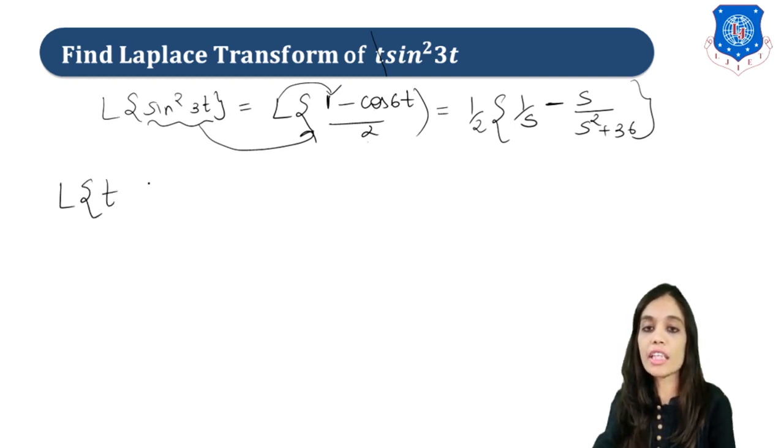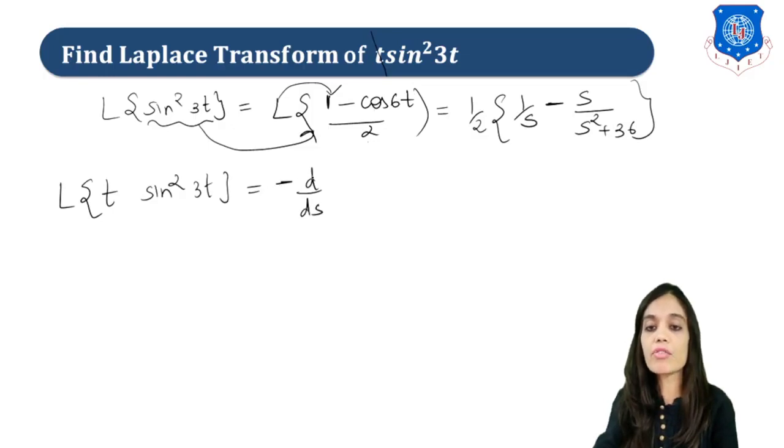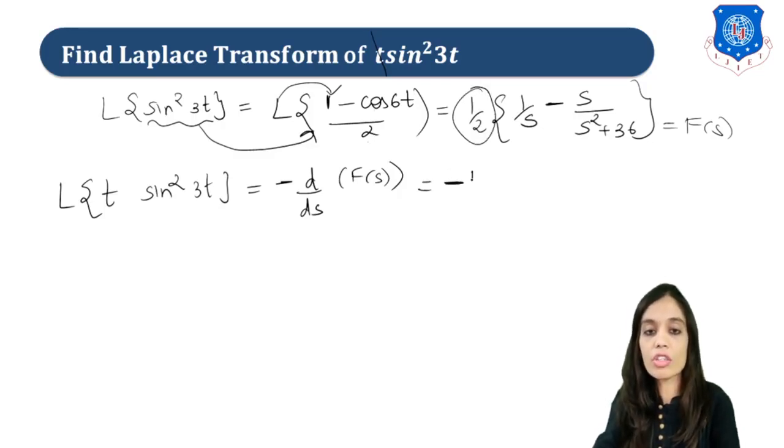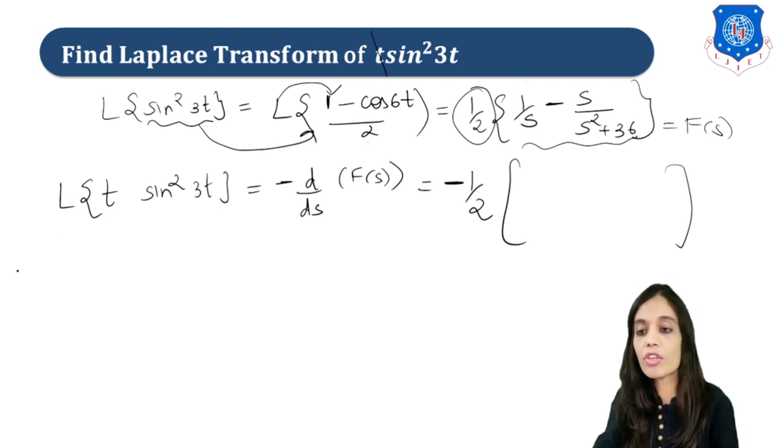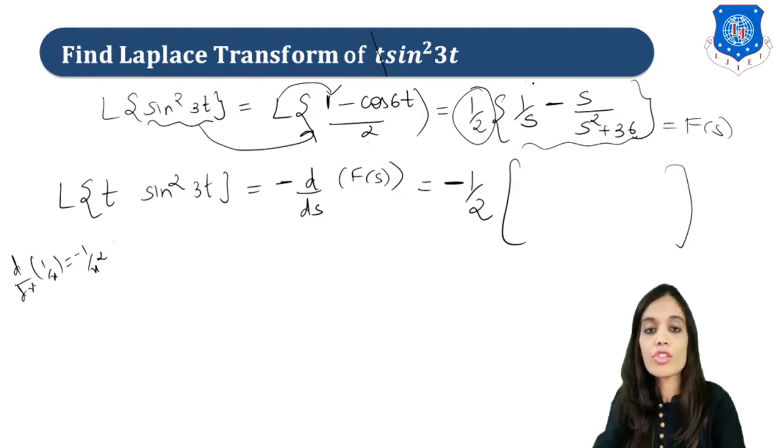Now we have to apply this t. So Laplace of t sin square 3t. The formula will be, again we have to differentiate one time. So minus 1 d by ds of f of s. This is our f of s, and we have to differentiate it one time. Firstly, keep that minus outside. Obviously, this is constant, so keep it outside. Now just differentiate this function one time with respect to s. So again we know that the derivative of 1 upon x is minus 1 upon x square. So the derivative will be minus 1 upon s square.